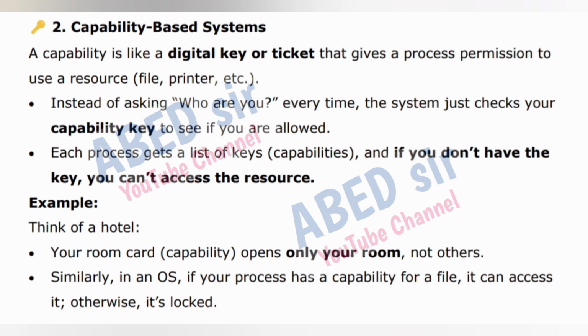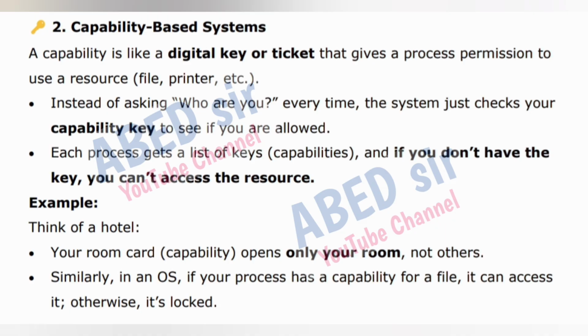2. Capability-based systems. A capability is like a digital key or ticket that gives a process permission to use a resource, file, printer, etc. Instead of asking "Who are you?" every time, the system just checks your capability key to see if you are allowed. Each process gets a list of keys, capabilities, and if you don't have the key, you can't access the resource.